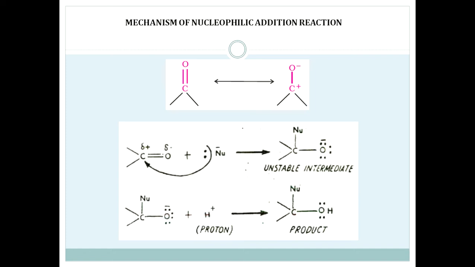So let us know the nucleophilic addition reaction. In this reaction, the electron deficient carbon atom of the carbonyl group is easily attacked by a nucleophile which can donate an electron pair. Therefore, many addition reactions of the carbonyl compounds are initiated by nucleophiles.